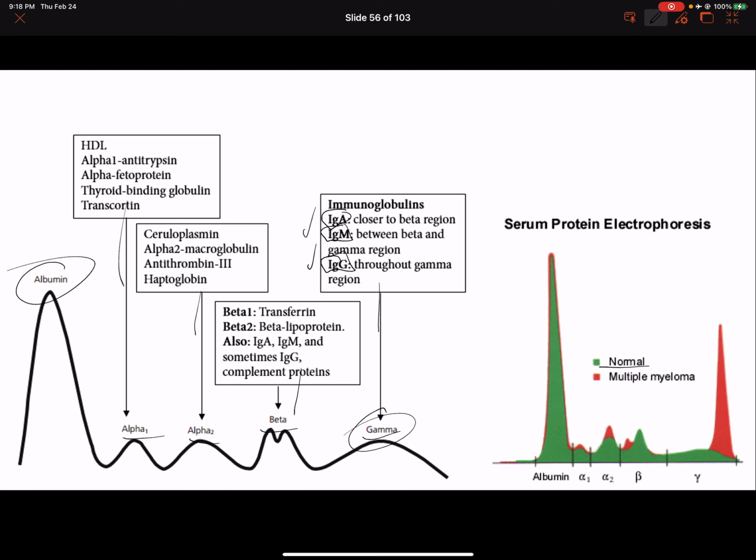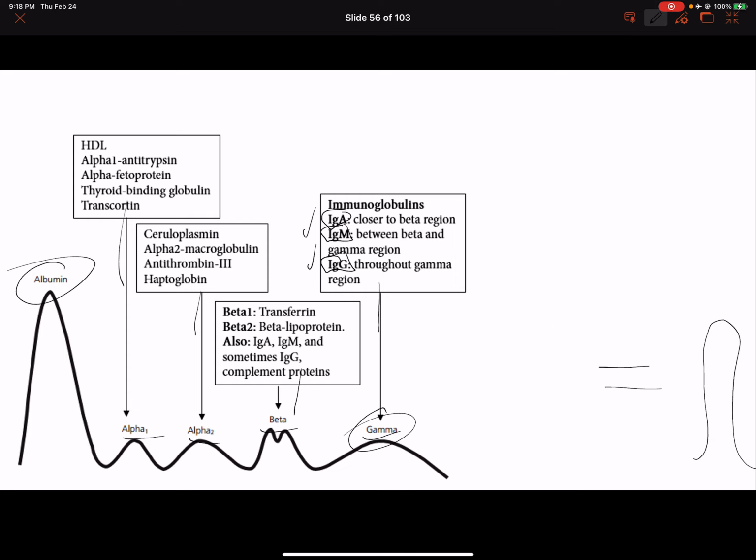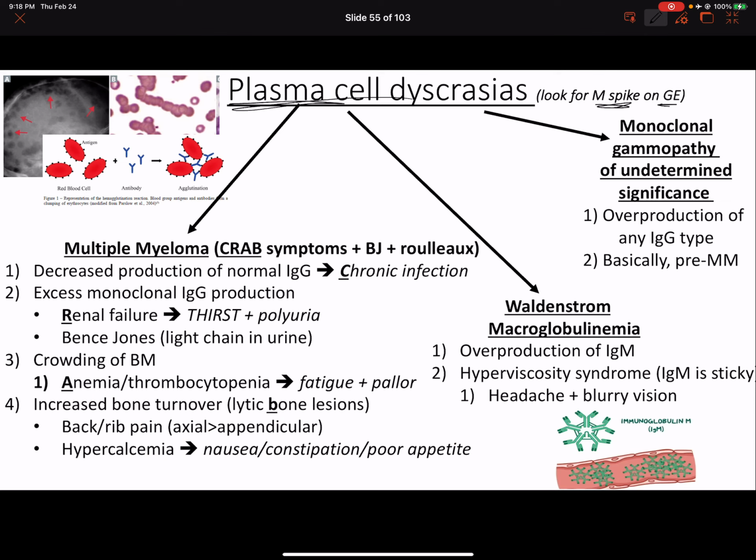And so this would be normal in green, and then in red, you get this large spike around the gamma section. This is called the M spike, and it's associated with any of these plasma cell dyscrasias. Most important is going to be multiple myeloma. And people say that you look for the CRAB syndrome. So what are the CRAB syndromes?